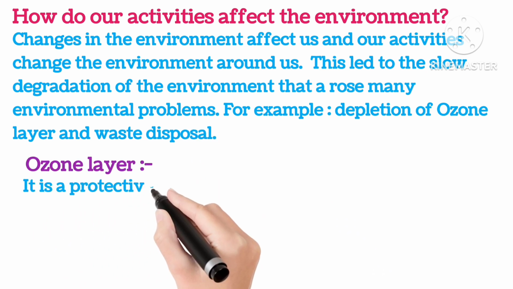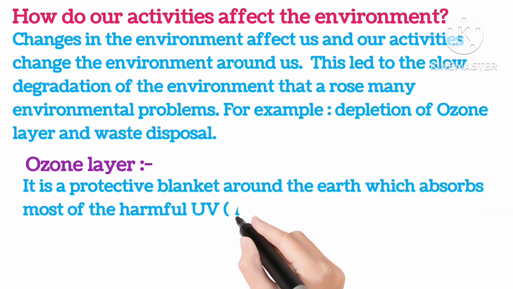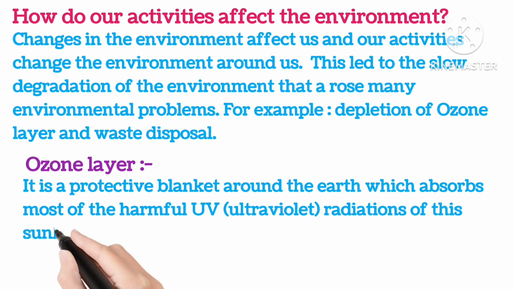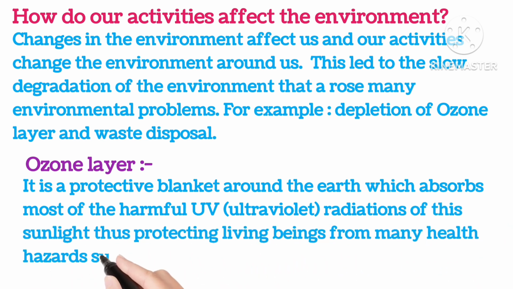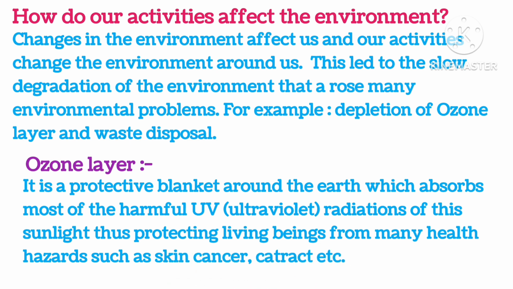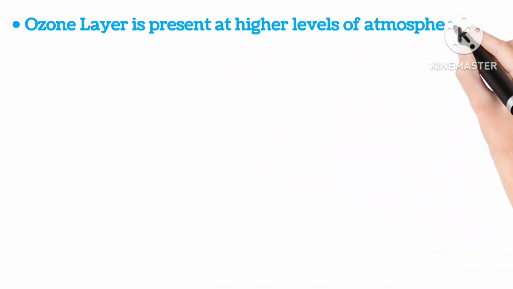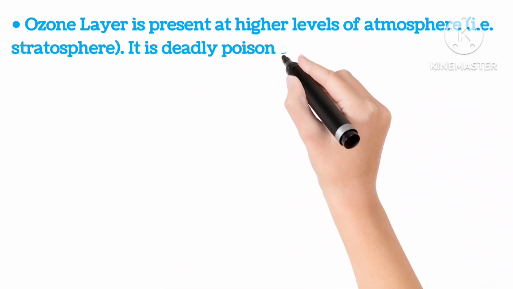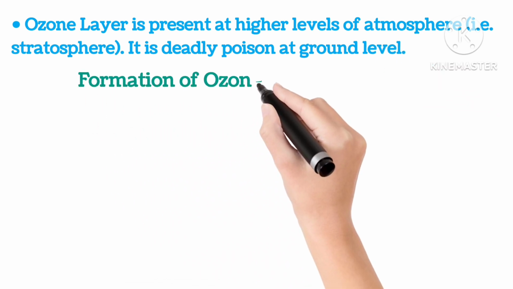Ozone layer. It is a protective blanket around the earth which absorbs most of the harmful UV or ultraviolet radiations of the sunlight, thus protecting living beings from many health hazards such as skin cancer, cataract, etc. Ozone layer is present at higher levels of atmosphere, that is stratosphere, and it is deadly poison at ground level.